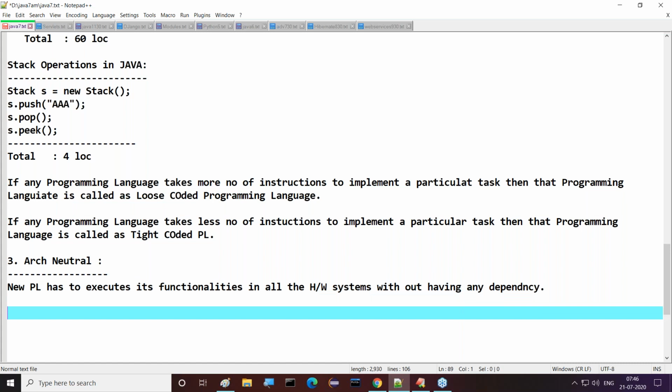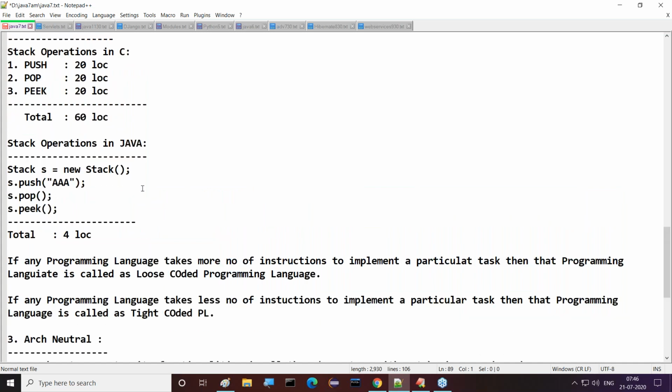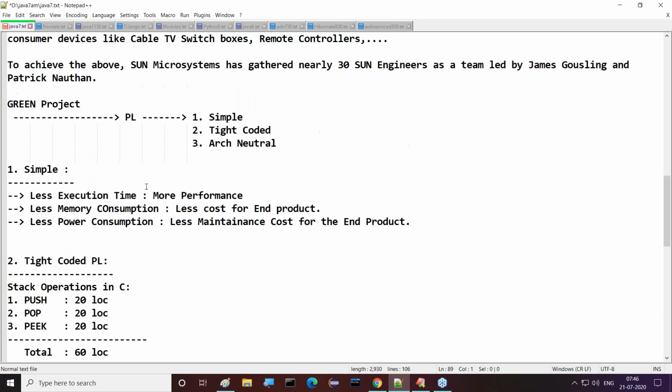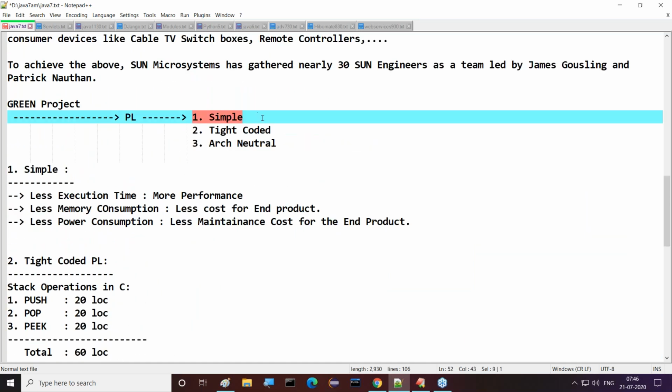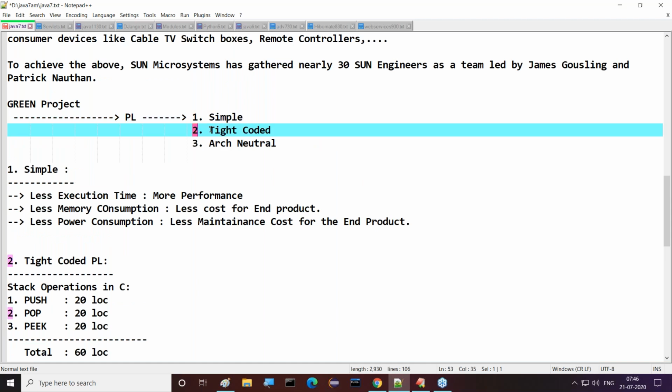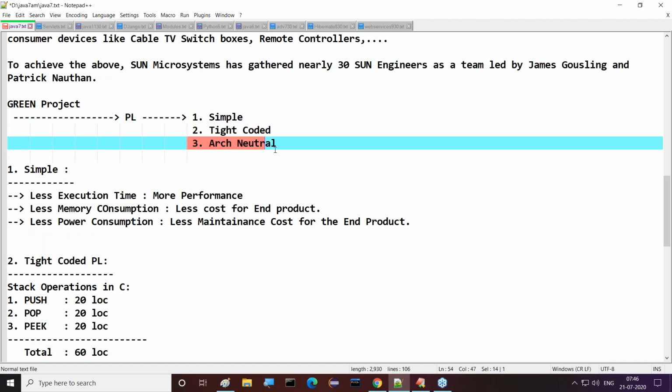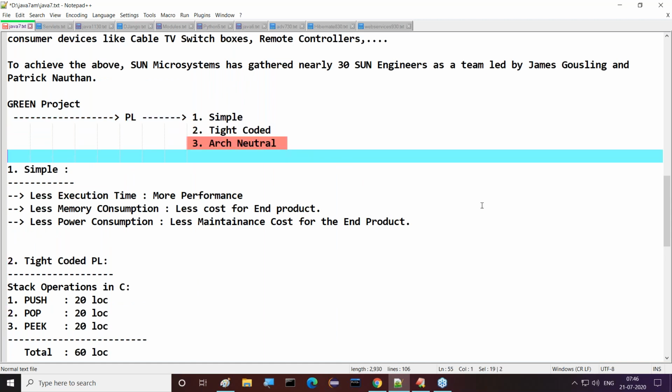Why has Sun Microsystems provided the Java programming language, and what exactly are the features that Sun Microsystems wants to see in their programming language? Overall, three features. What are the three features that Sun Microsystems wants to see, guys? First one is simple programming language. Second one is tight-coded. And third one is architectural neutral.